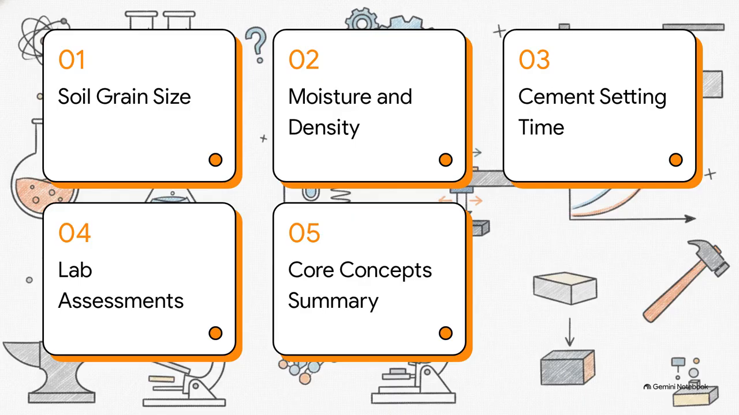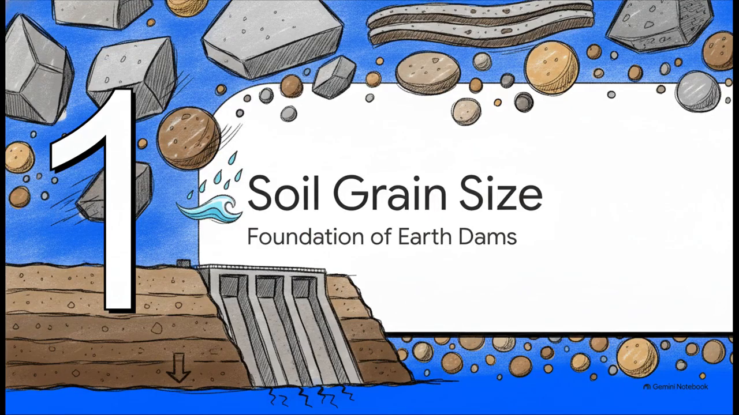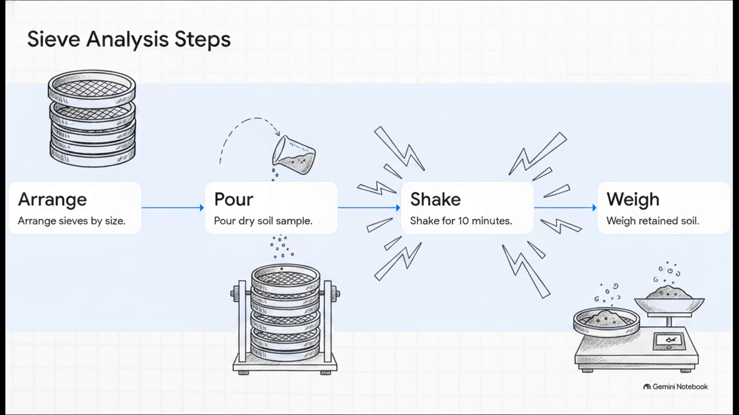Let's dive right in. All right, kicking things off with Module 1, Soil Grain Size Analysis. This is quite literally the foundation of structures like earth dams. Let's break down the operational steps. You'll assemble your sieves in descending order, largest openings at the top, finishing up with the pan at the bottom. Pour your dry sample in and fire up the mechanical shaker.